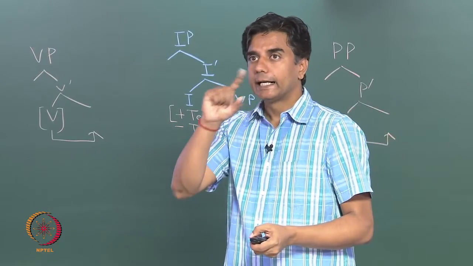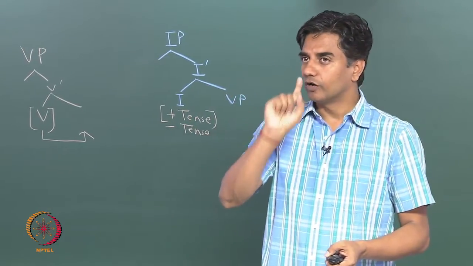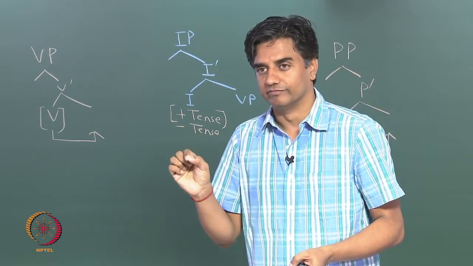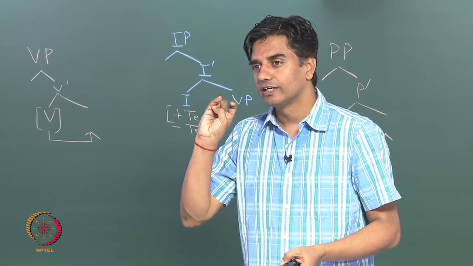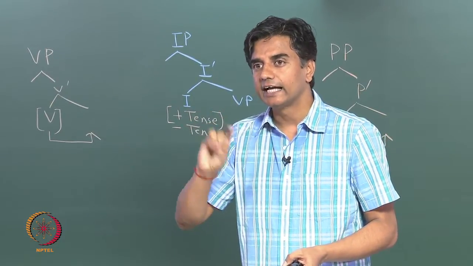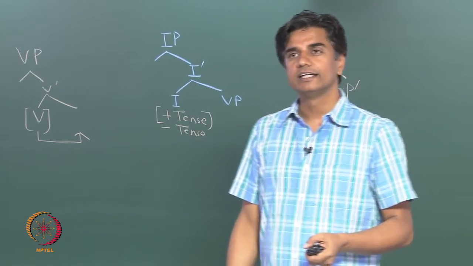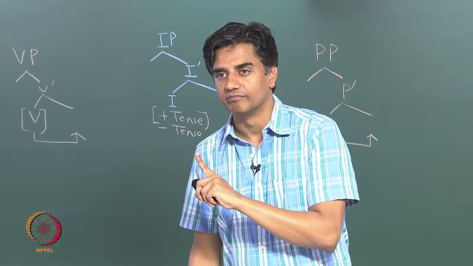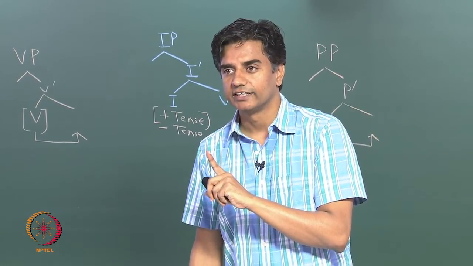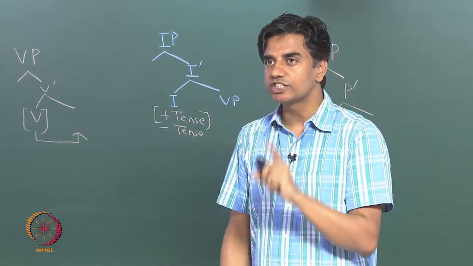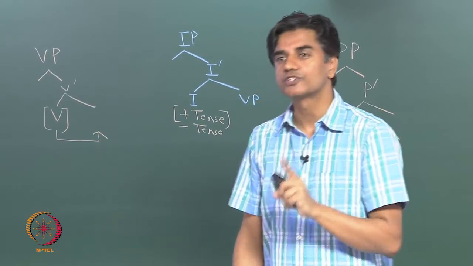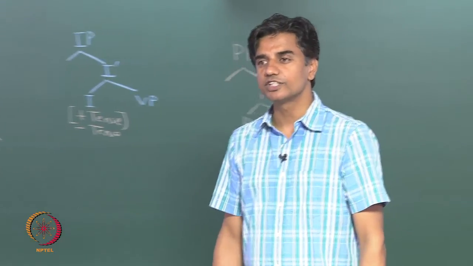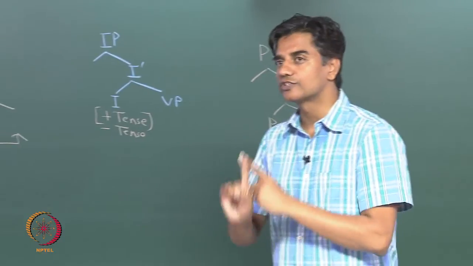And the verbs assign accusative case only to the NP that they govern. Right? So there must be a governor, that is, there must be a head, and they must c-command. How do they c-command? A c-commands B if and only if A does not dominate B, and the first branching node dominating A also dominates B. Is that true? The first branching node dominating A also dominates B.